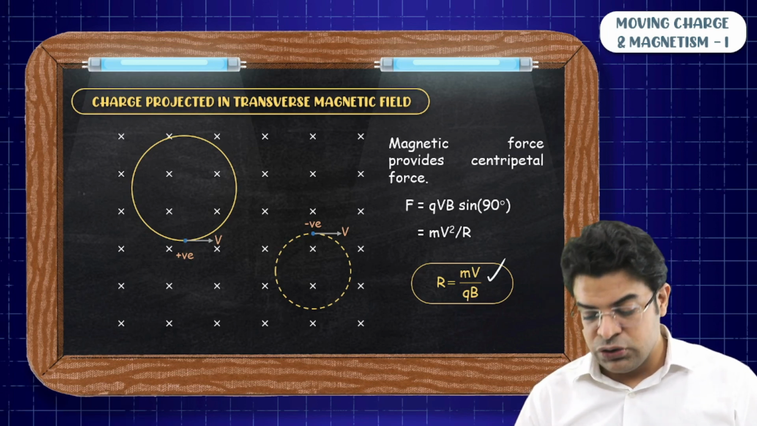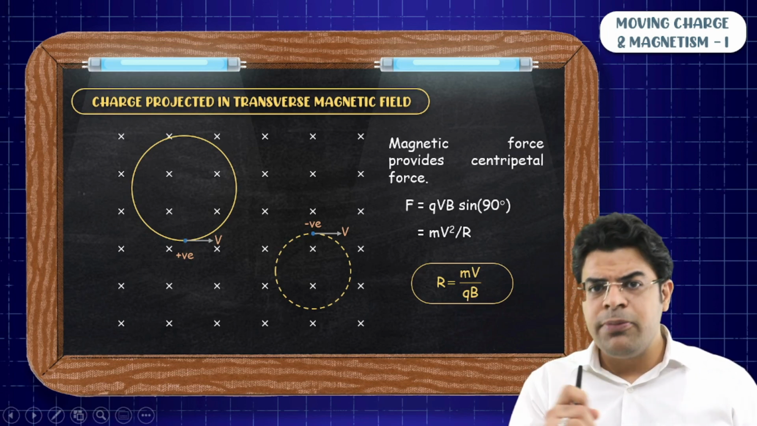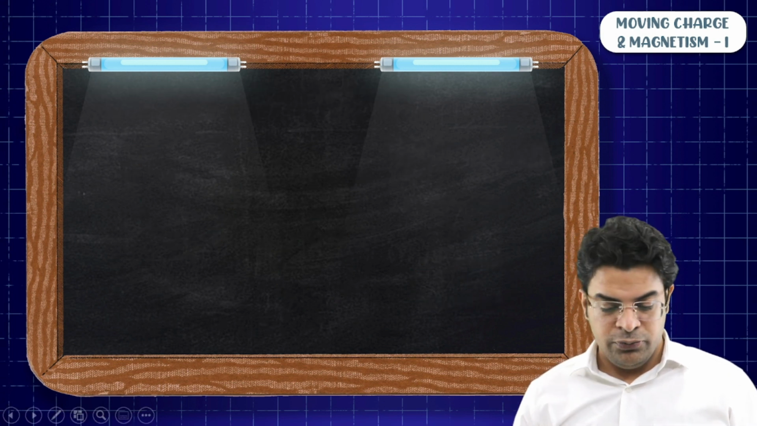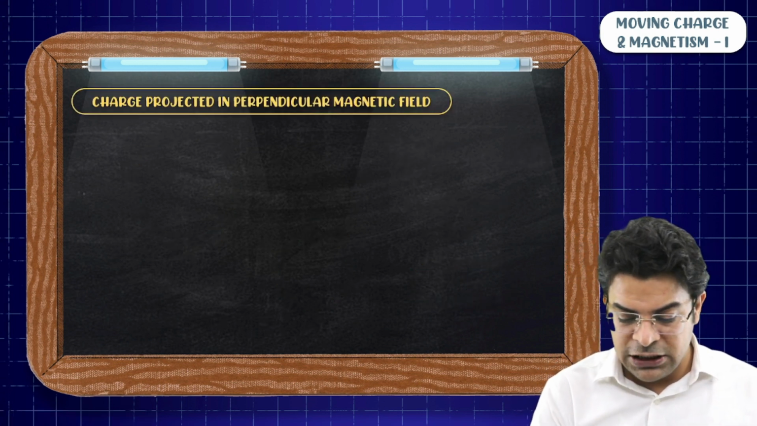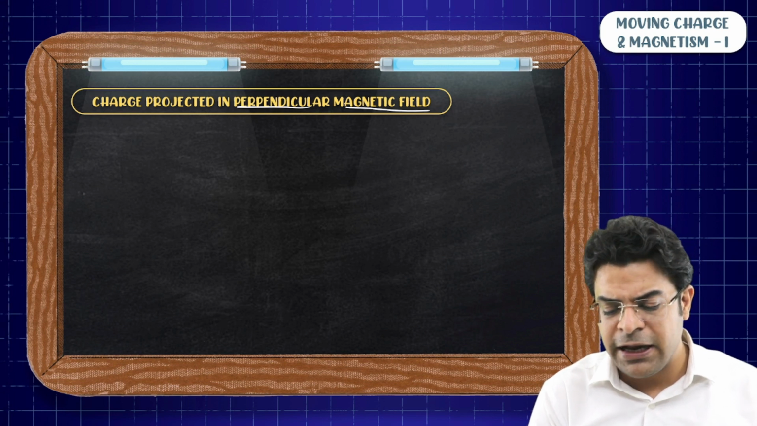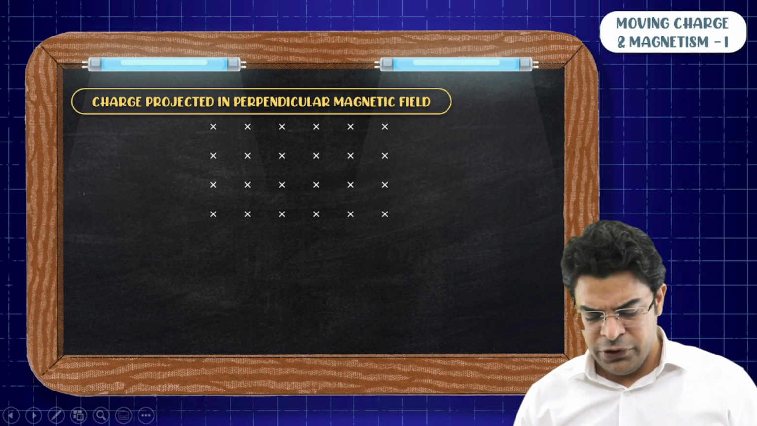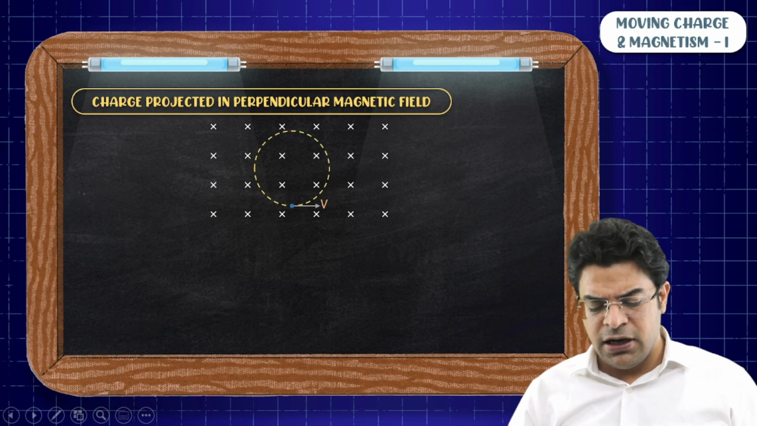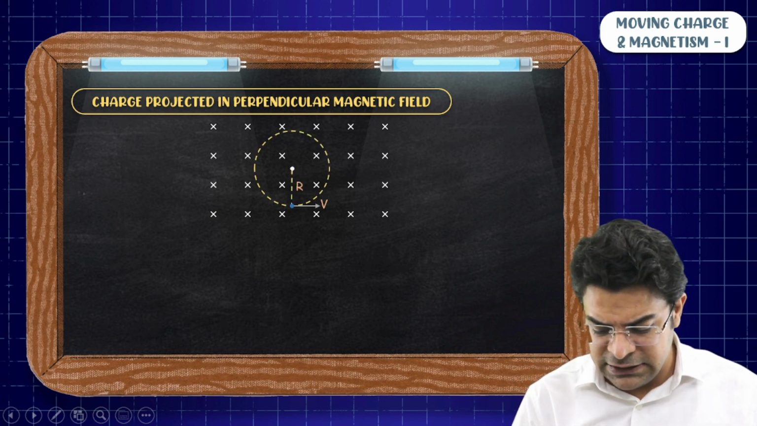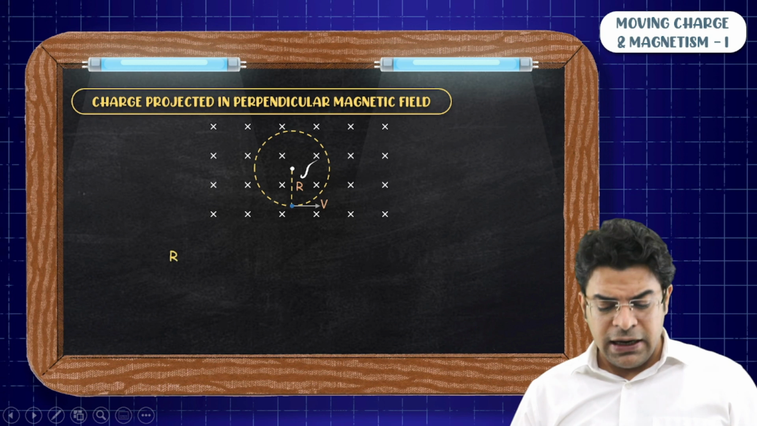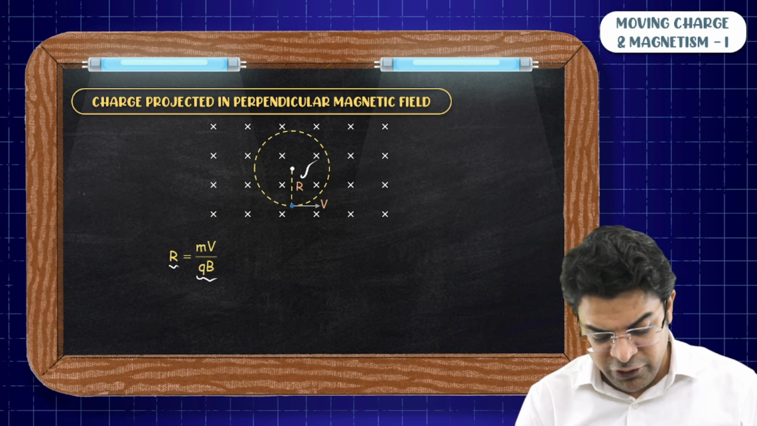So radius equals mv by qB. Now there are multiple more ways to write the same result. Let's say we have a charged particle projected in a perpendicular or transverse magnetic field. We know that this charged particle undergoes circular motion, and let's say this circle has a radius r. So we can write this radius as mv by qB.